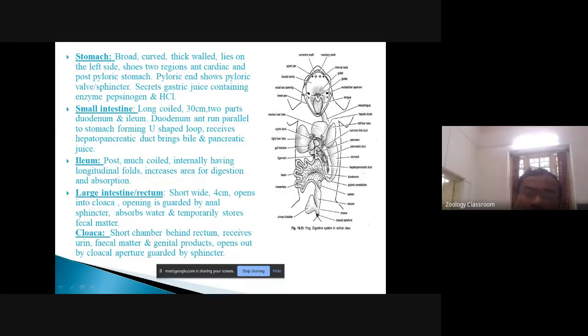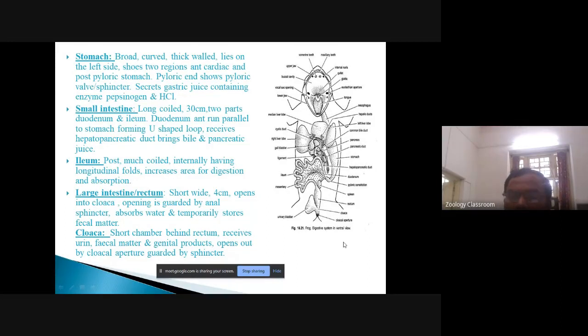Now, the next part is the large intestine. The large intestine is also known as the rectum. It is much shorter in the frog. It is 4 centimeters, and further it opens into the common chamber, that is the cloaca. And this opening is guarded by the sphincter, known as the cloacal sphincter or the anal sphincter. As the rectum is very short, what is the role of the rectum? The rectum is useful only to absorb water. Only water absorption takes place in the rectum, and it temporarily stores the fecal matter or the undigested food material.